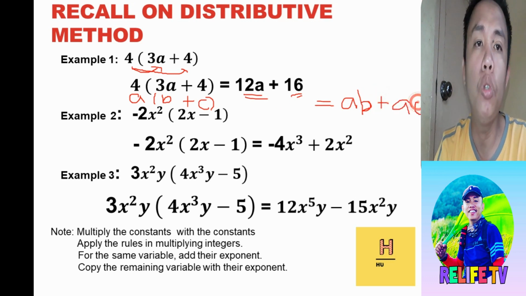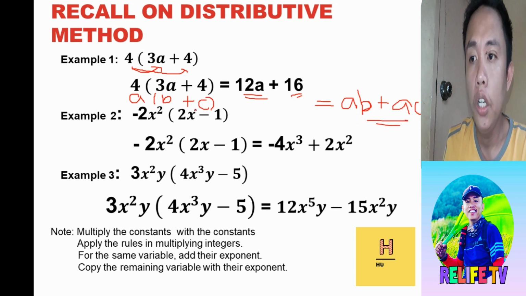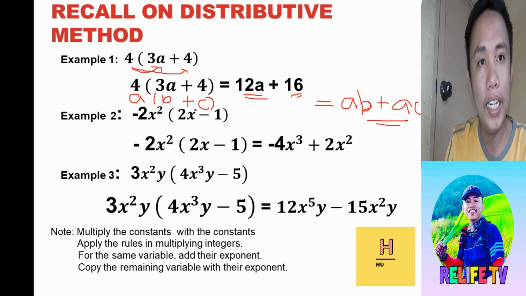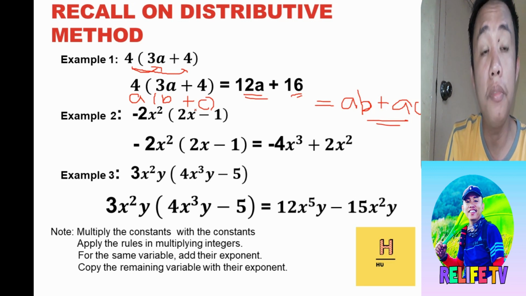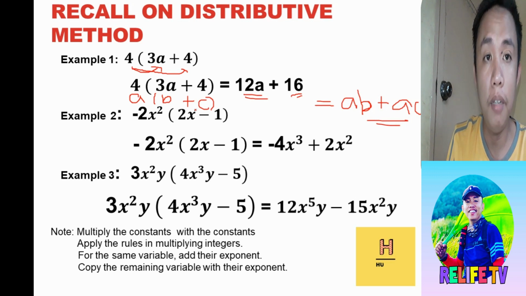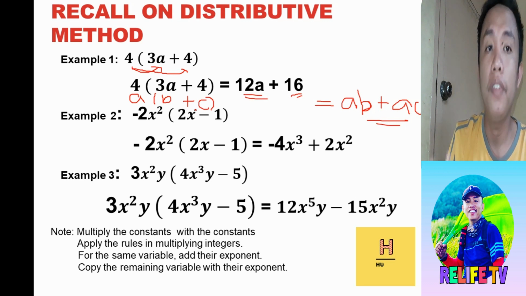So let's apply for the second example. We have negative 2x squared multiplied by 2x minus 1. Remember, when we trying to multiply different terms, alalahanin natin yung rules for integers. We multiplying positive to positive, definitely ang sagot ay positive. Kapag negative to positive, ay negative. In short, kapag same sign, positive. For example, negative to negative, positive po yun. Pag positive positive, positive po yun. Pag negative to positive o positive to negative, basta magkaiba ang sign, negative po tayo dyan.